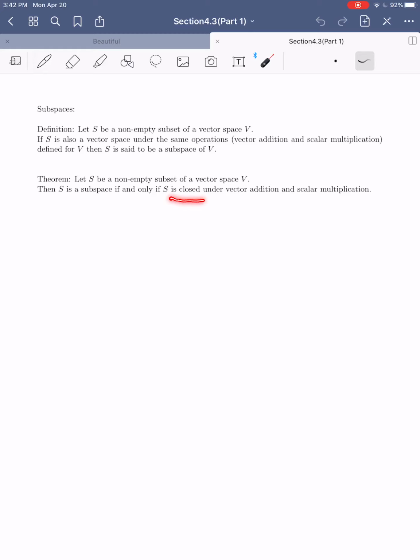You just need to confirm that it's closed under vector addition, and you need to confirm that it is closed under scalar multiplication. In other words, those first 2 axioms, the 2 closure properties, are the only ones you need to check if you know that the thing you're studying lives inside of a larger vector space.